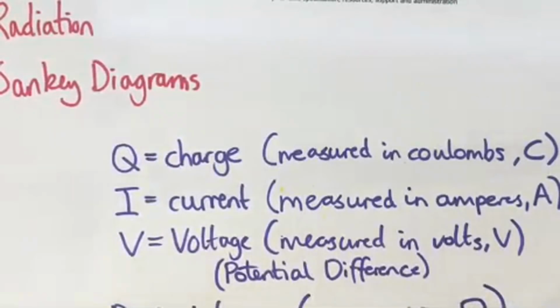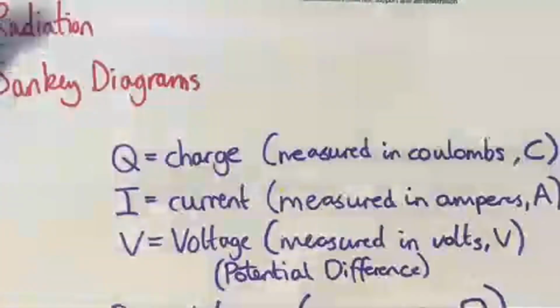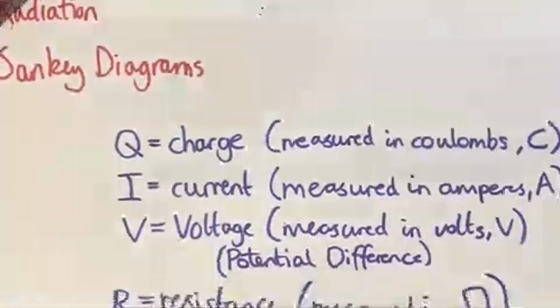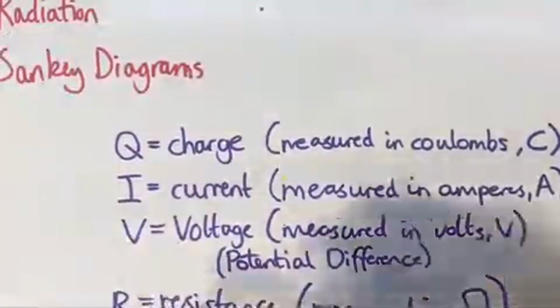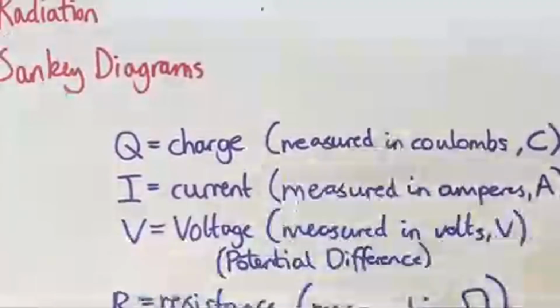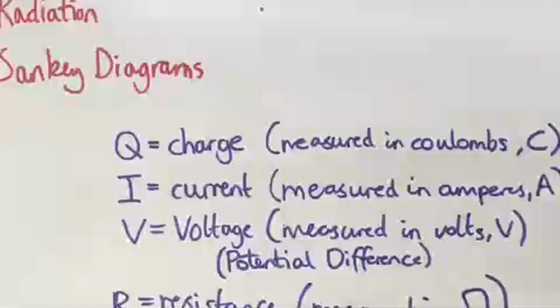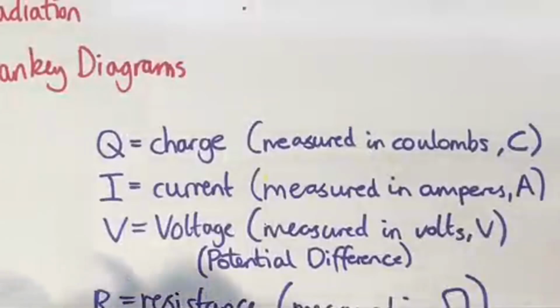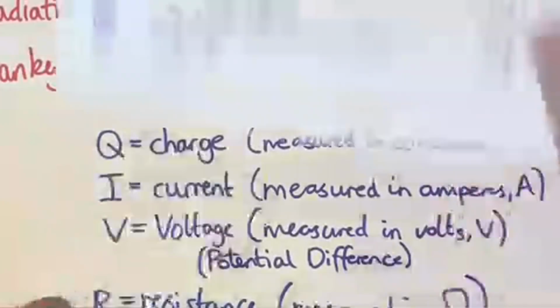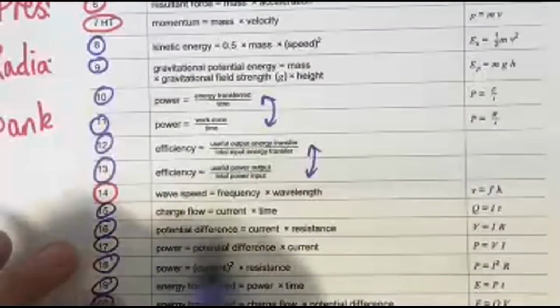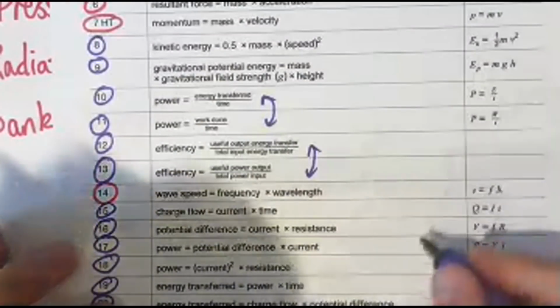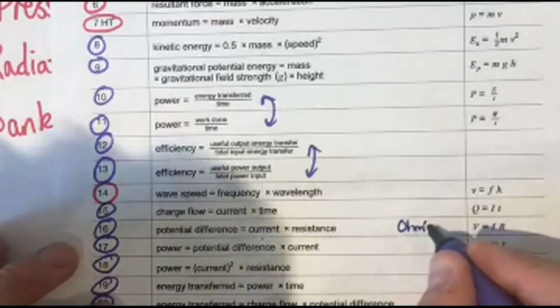So in terms of what that means, your equations that you've got in terms of this are Q equals IT, V equals IR. That one here is Ohm's law.